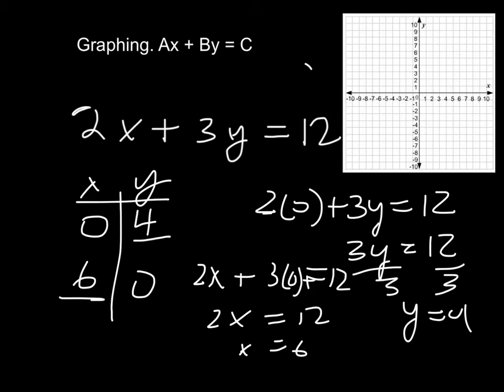At this point, you can go ahead and quickly graph over 0 up 4 and over 6 up 0, and then carefully draw the line which shows all possible solutions. I suggest drawing it more carefully than I'm able to on this video.